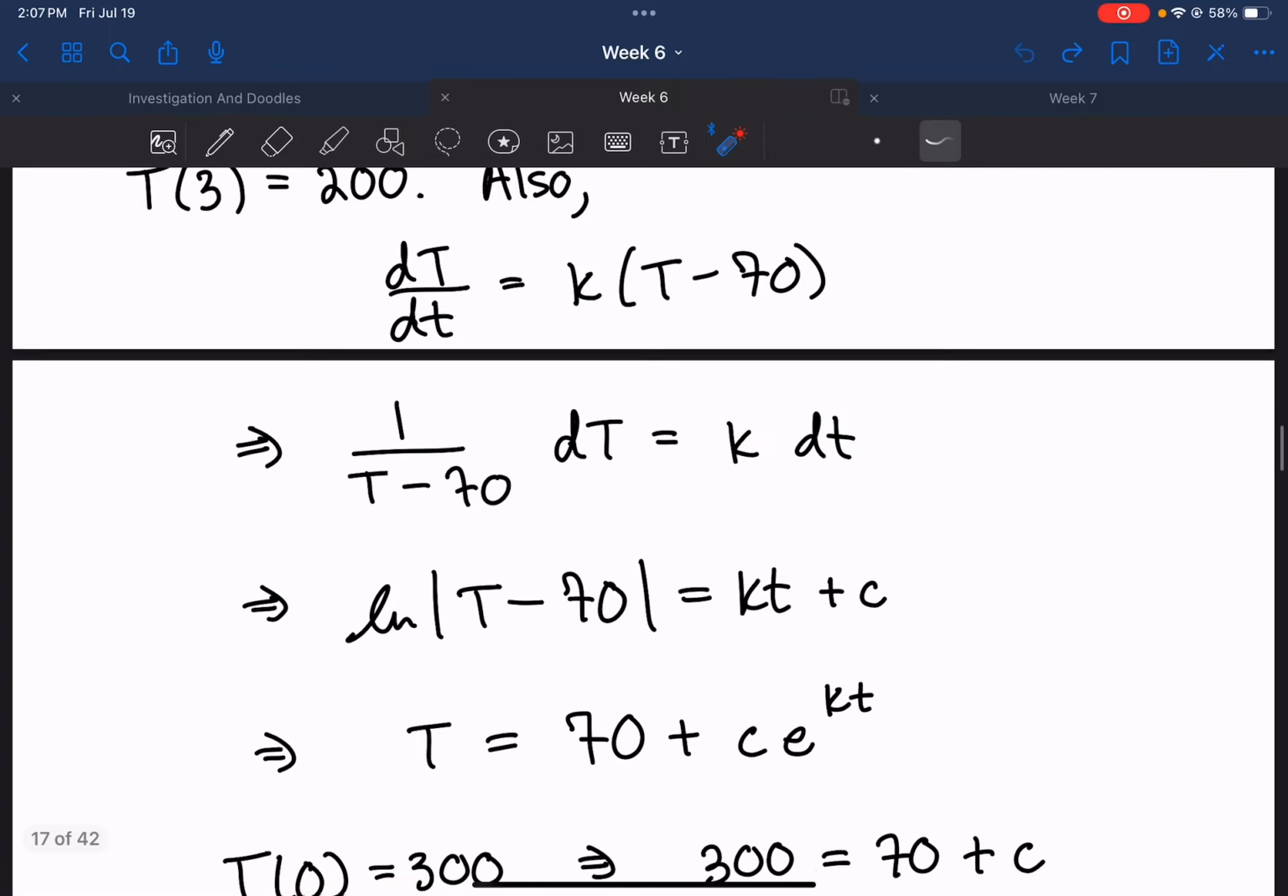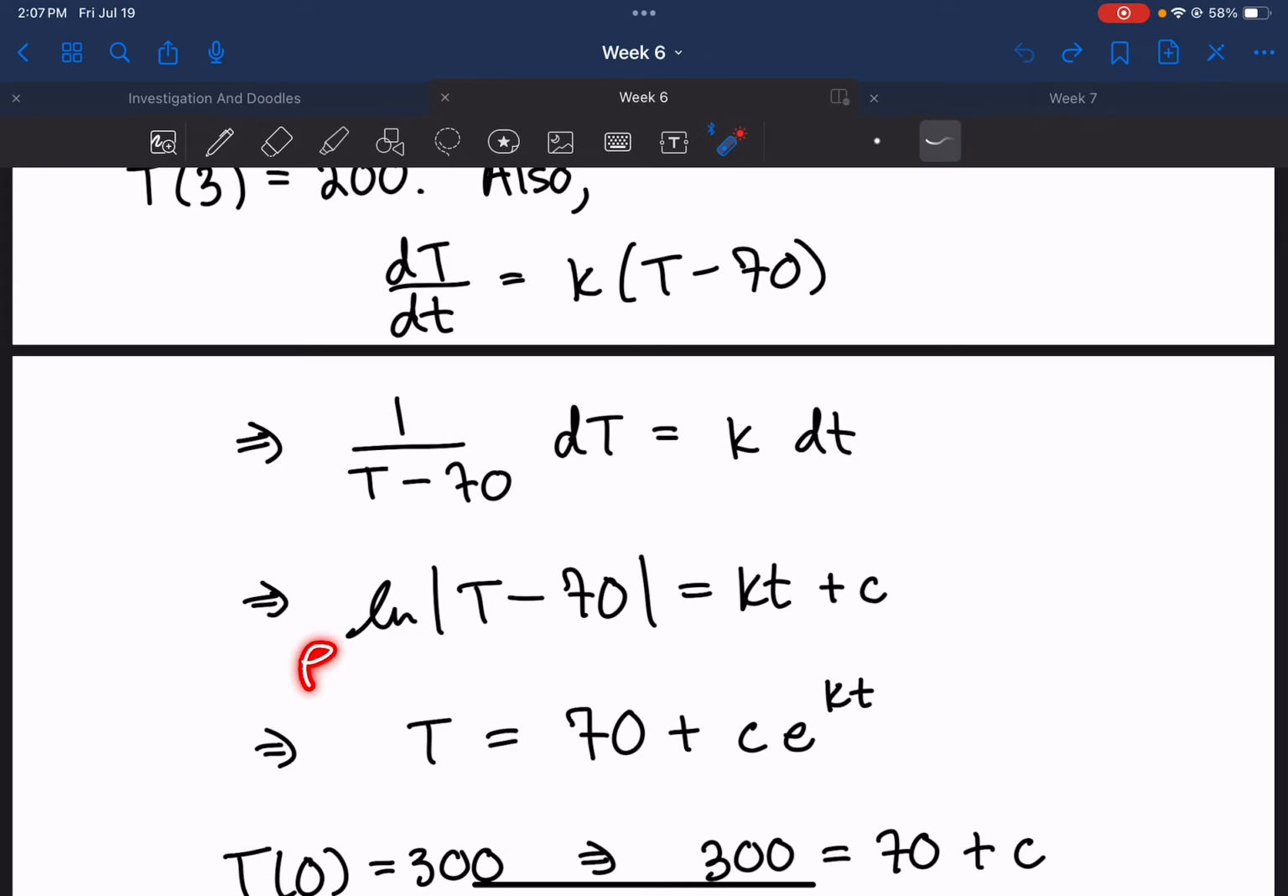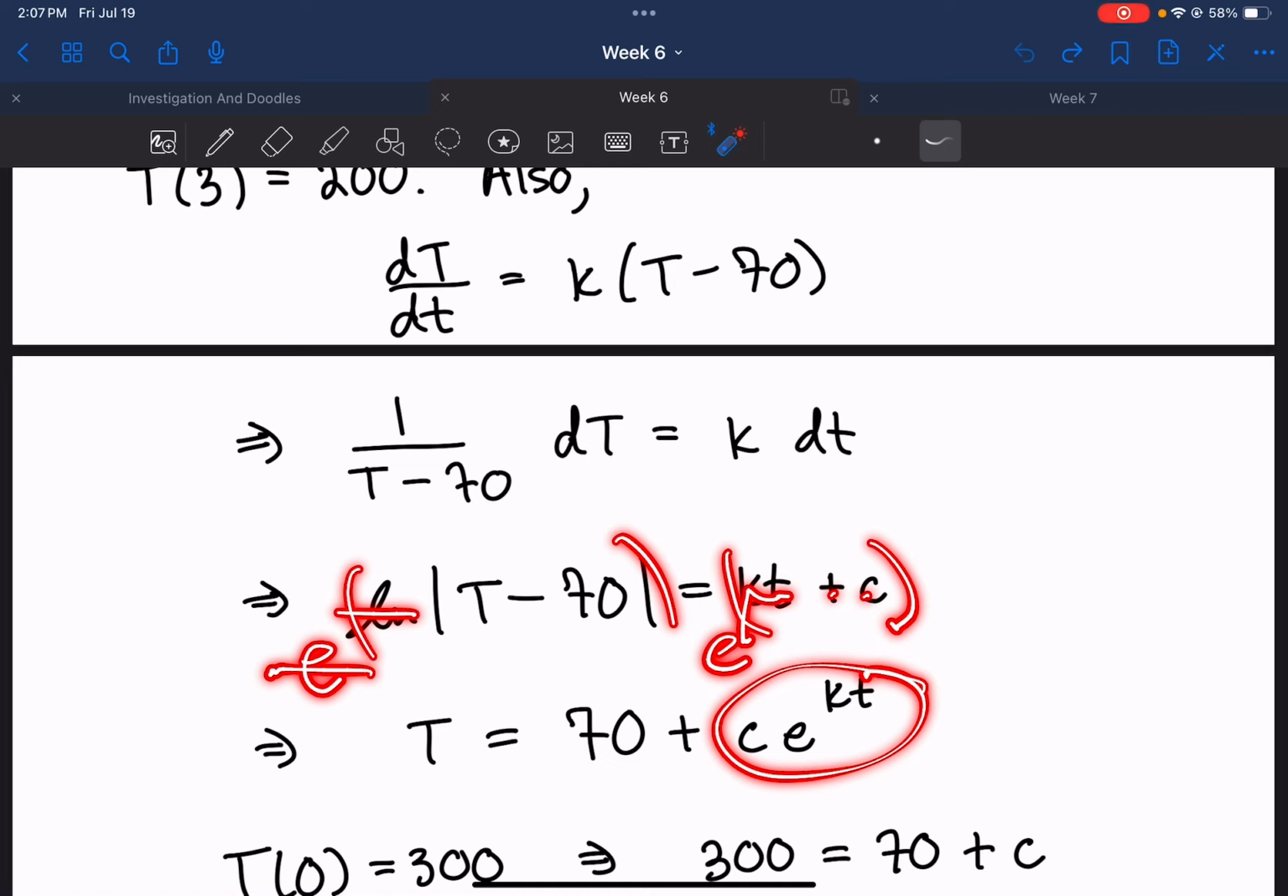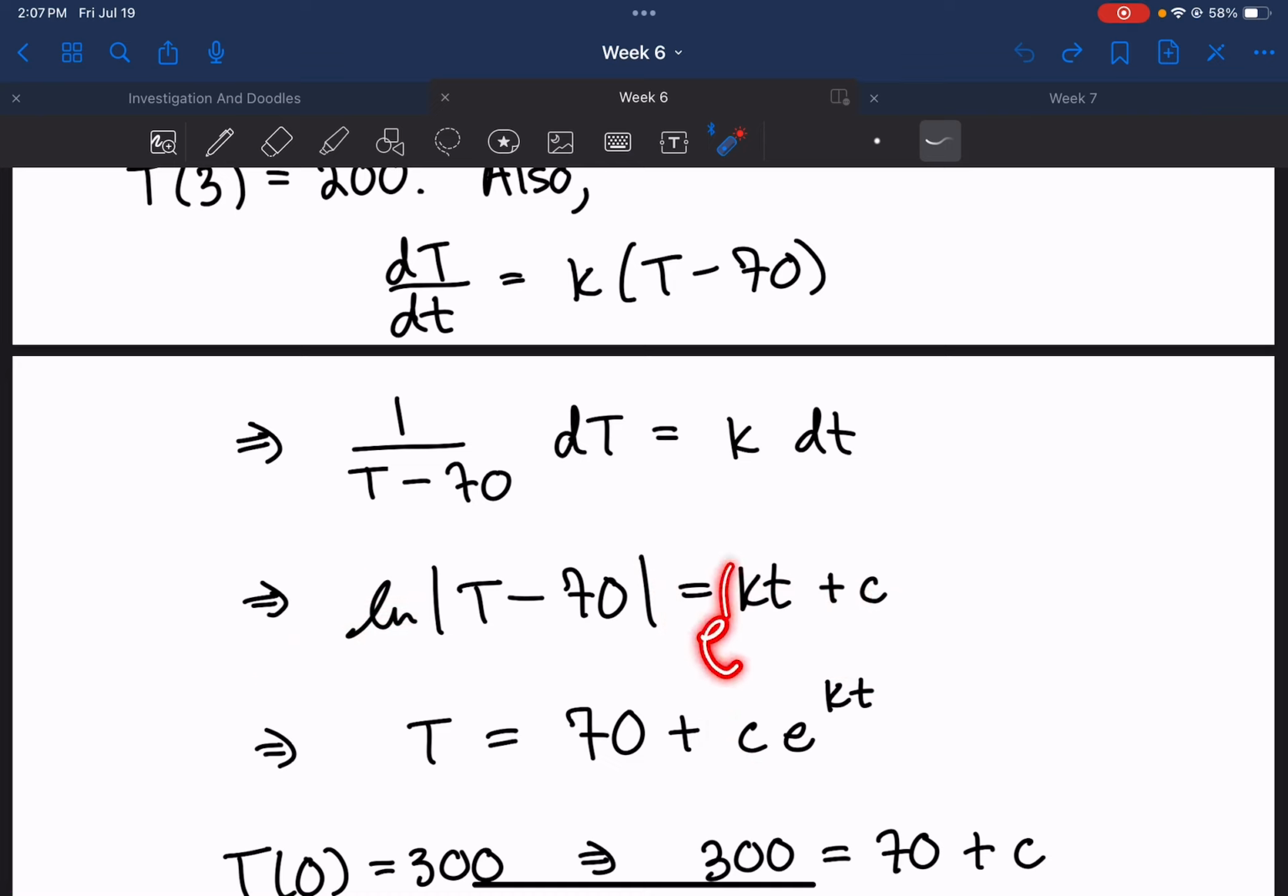Right? Taking e to both sides, the e and the natural log cancel. I get e to the kt plus C, which becomes C e to the kt. We've seen this a few times, right? Because you can split this into e to the kt times e to the C, which is just a constant times e to the kt. Handwriting got bad at the end there, sorry. And then adding 70 to both sides gives you T equals 70 plus C e to the kt.